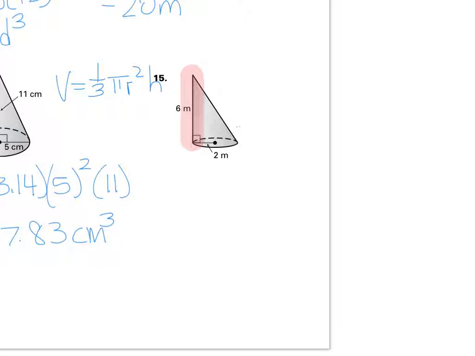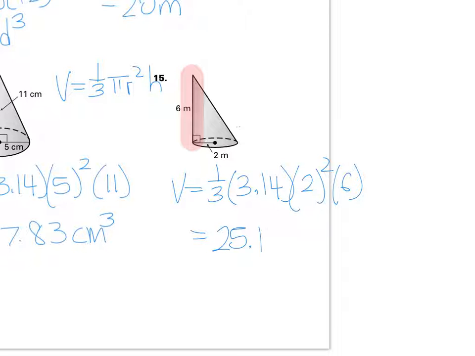So we have volume equals 1/3 pi, should be using 3.14, the radius of 2, the height of 6. Keep in mind, too, if you're not given a radius, the radius is the diameter divided by 2.